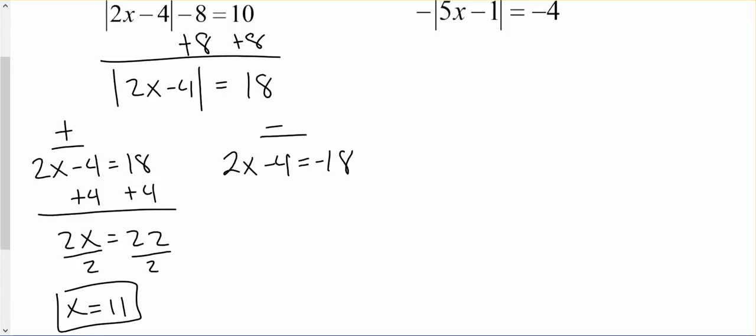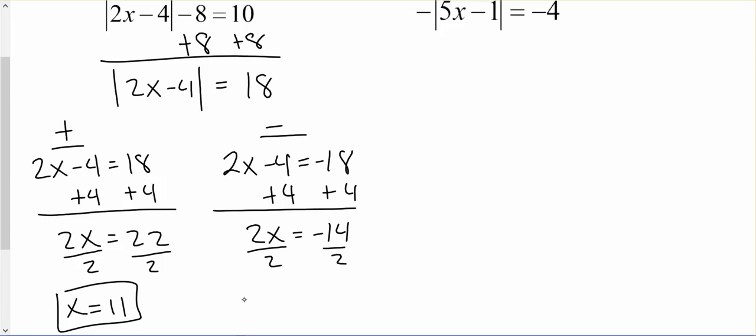On our other side, our steps will be the same. What's negative 18 plus 4? Negative 14. Our steps are the same. We'll divide by 2 again. Negative 14 divided by 2 makes negative 7.